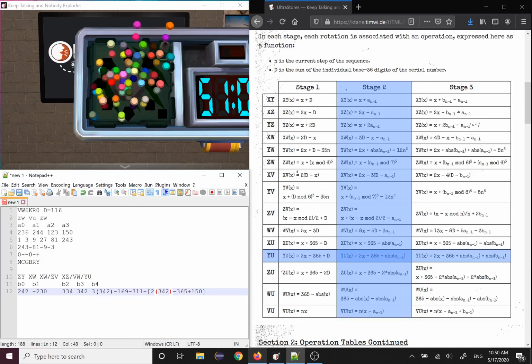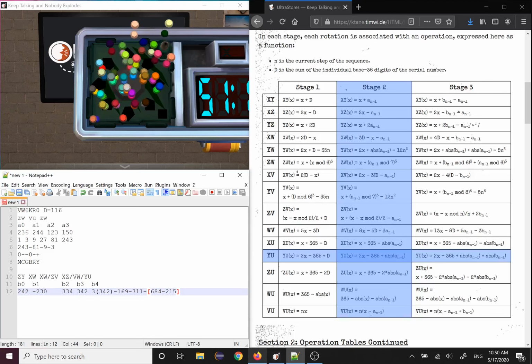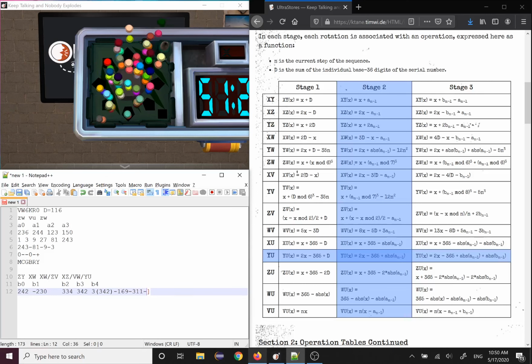And 2 times 342 is 684. Minus 365 plus 150 is just equal to minus 215. And 684 minus 215 is going to be 469. Yes, 469. Kind of nice, kind of not. Well, actually, we need to subtract 365 from that. So 469 minus 365 is going to be 104. And so we can remove the square brackets now.